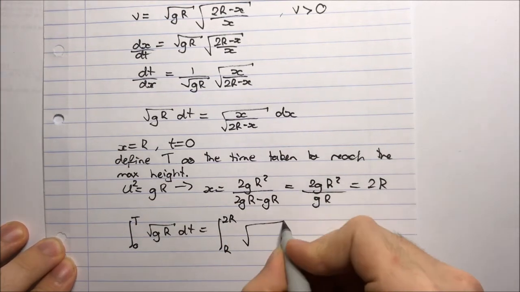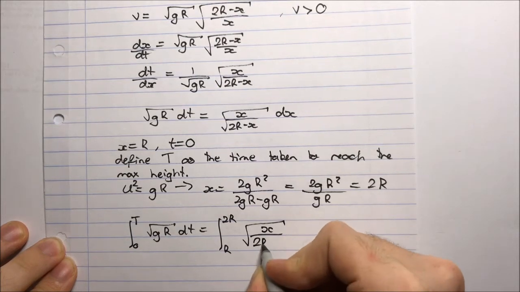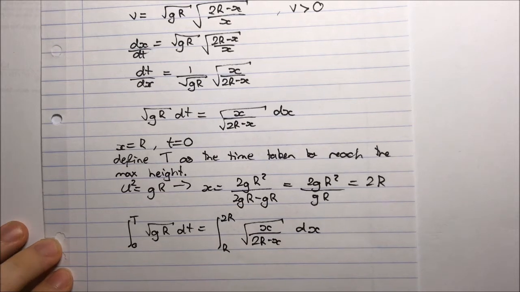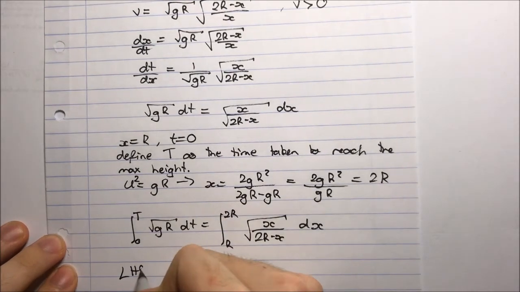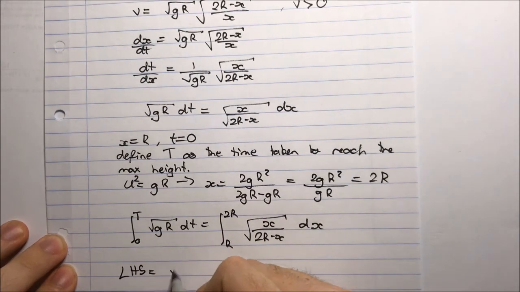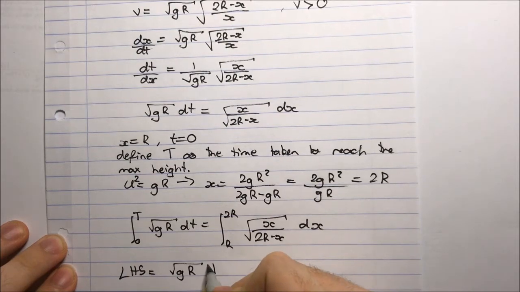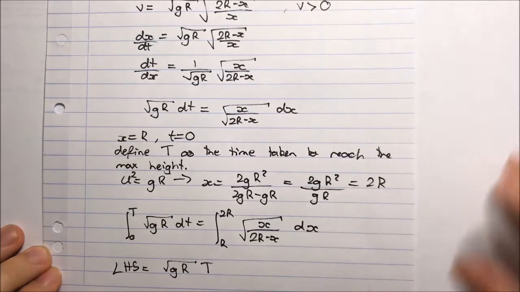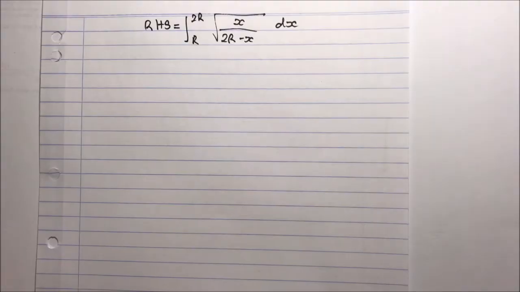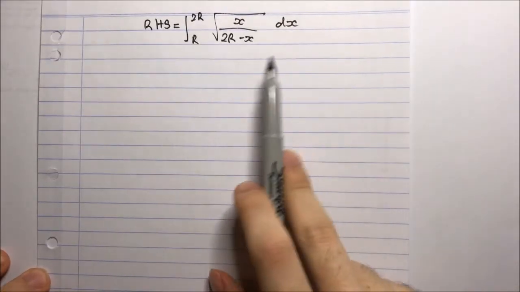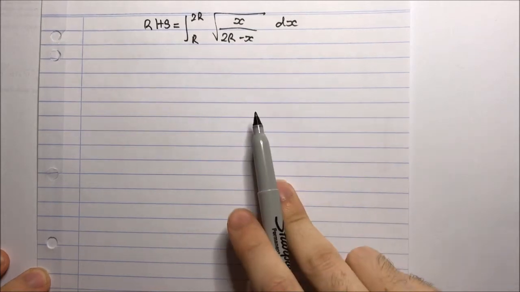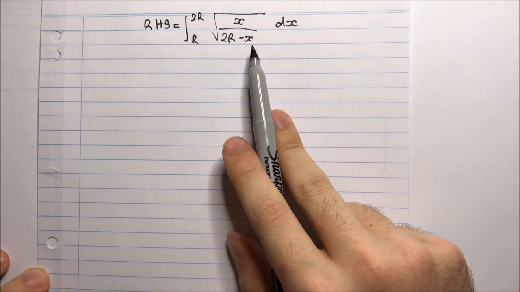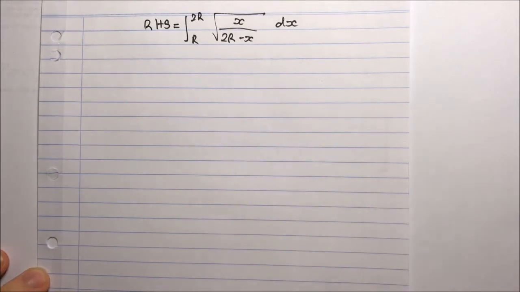I'm integrating x over 2r minus x dx. Okay, the left-hand side, that's very easy to integrate. Left-hand side is going to be the square root of gr capital T. That's fine. But for the right-hand side, well, let's get some more paper. Okay, so for the right-hand side, this is what we're integrating. Now, hopefully, you're confident enough to see that this integral requires a substitution.